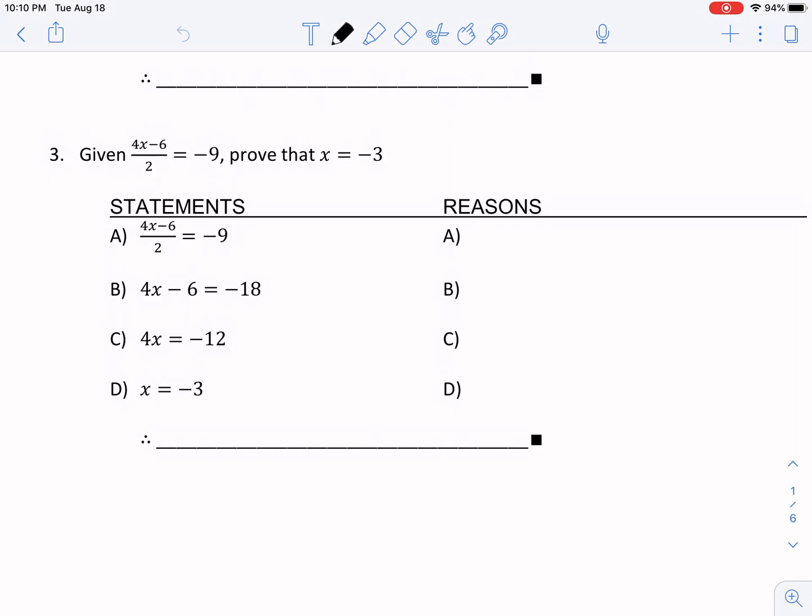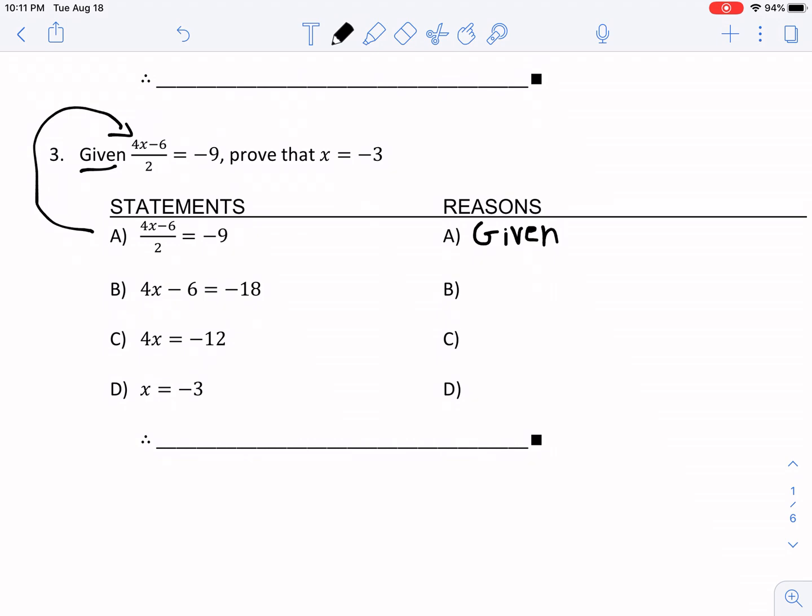Now, the first thing you may notice is that A is the same thing as we're given. Okay, well, that's the key word here. All we need to put down for A, the reason, is that that's what we're starting with. That's what we're given there. Okay, that's our starting statement.